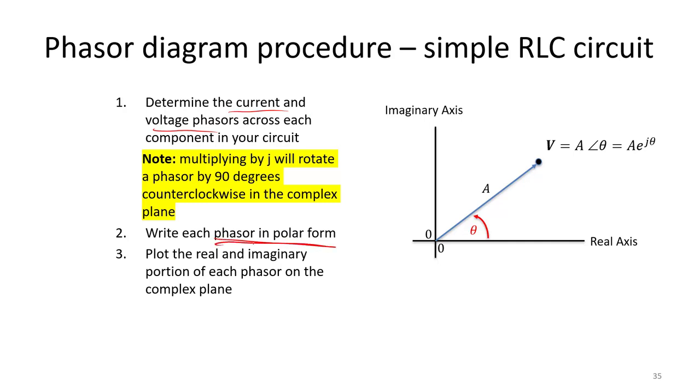Also remember, if you multiply something by j, that is going to rotate your phasor 90 degrees counterclockwise, because it will basically add that factor of -1, or factor of square root of -1, onto your phasor. Finally, once you have your phasor in polar form, you can directly draw your theta and A value for each phasor that you're interested in.